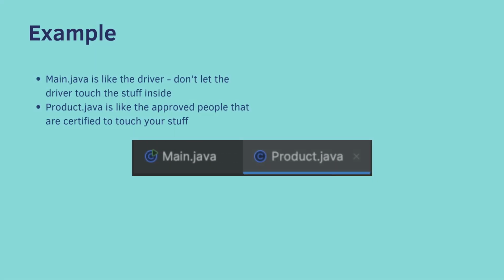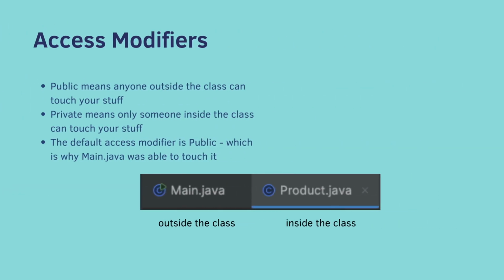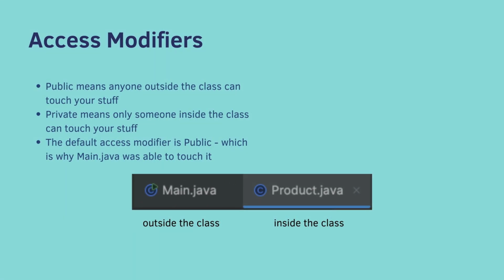Main.java is like the driver. You don't let the driver touch the stuff inside. And product.java is like the approved people that are certified to touch your stuff, whether it's you or the person creating your box. Another way to think of this is main.java is outside of the class, and product.java is inside the class. What this means is we're going to use access modifiers.